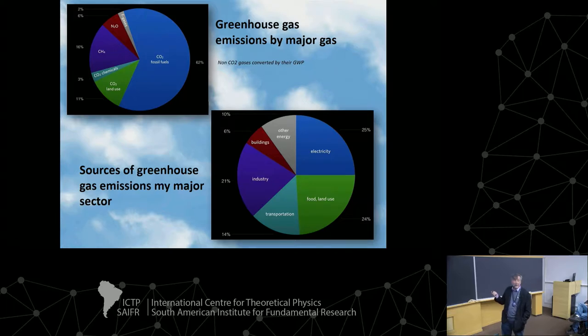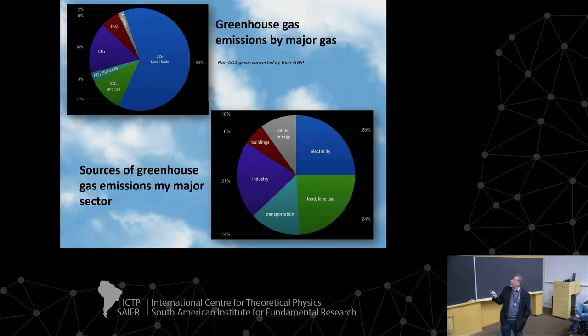CO2 is the most important in terms of greenhouse gas emissions by major gases. 62% is CO2, but it's not the only one. We also have, of course, CO2 from land use. We have methane, which is basically produced by agriculture and pasture activities. We have N2O emissions, which are mostly from fertilizer additions to agriculture.